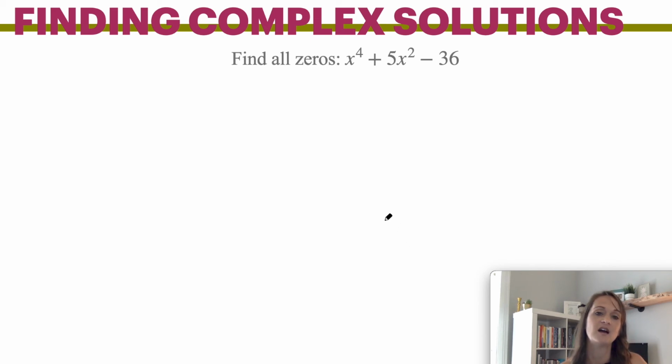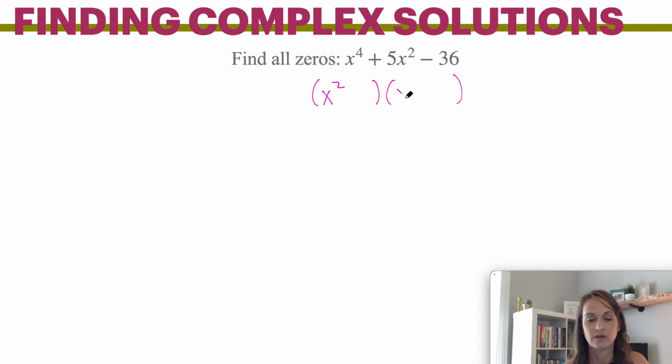So to find all the zeros of this polynomial, there's a couple ways we can do this. First, you could try to figure out what possible zeros you could have based off of the rational zeros test, so all the factors of 36 divided by 1. Or you could also go ahead and see if you can factor. This actually factors.